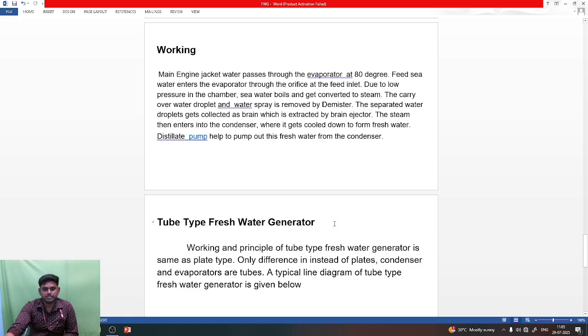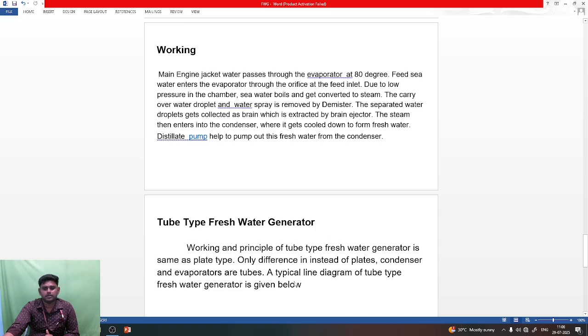The working principle of the tube type freshwater generator is the same as the plate type, with only one difference: there we use plates and here we use tubes. Here on the condenser side we are using tubes, and on the evaporator side we are also using tubes.